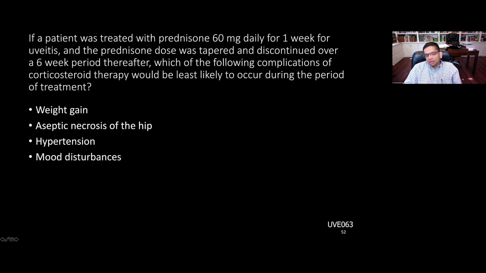We touched on this. This is a little bit more difficult question. So let's see what you've come up with as an answer. So you're right. Aseptic necrosis of the hip is pretty uncommon. It's a severe and devastating problem, but it's very idiosyncratic. And it occurs usually in patients who are receiving more than 60 milligrams a day, in high dose therapy.